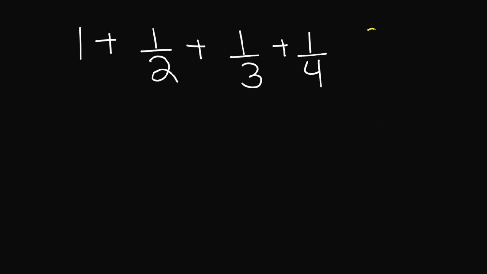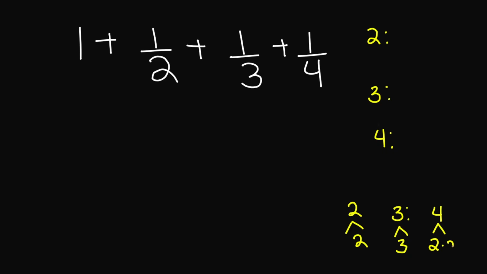So I'm going to list the multiples here for my 2, my 3, and my 4. For my 2, we cannot factor this any further, so this is just going to be 2. For my 3, we cannot factor this any further either, so this is just going to be 3. And my 4, we can factor this into 2 times 2. So let's go ahead and write these down. My 2 is just 2, my 3 is just 3, and my 4 we're going to factor into 2 times 2.